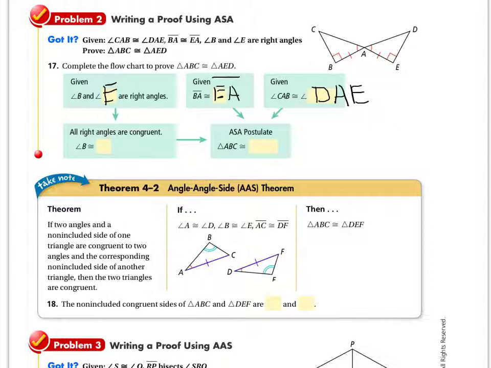Now, this first box leads us to conclude that all right angles are congruent. Therefore, angle B is congruent to angle E. Therefore, because of these three given statements, and because all right angles are congruent, angle B and angle E, the angle-side-angle postulate tells us that triangle ABC is congruent to triangle AED.